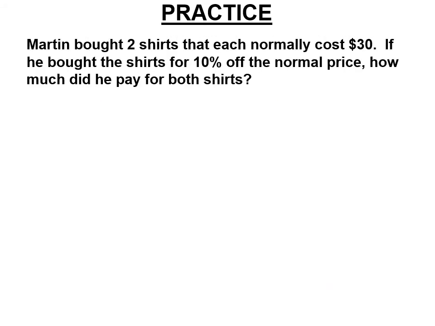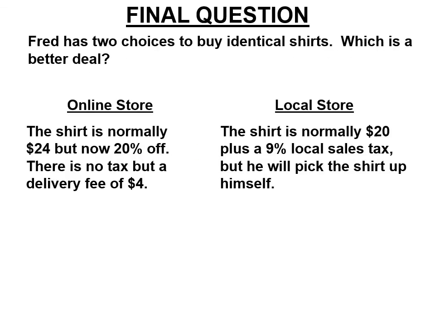Martin bought 2 shirts that each normally cost $30. If he bought the shirts for 10% off the normal price, how much did he pay for the shirts? All right, so he's going to pay 90% of $30, which is $27, but he's got 2 of them. So he's going to pay $54. Which is a bit better deal.